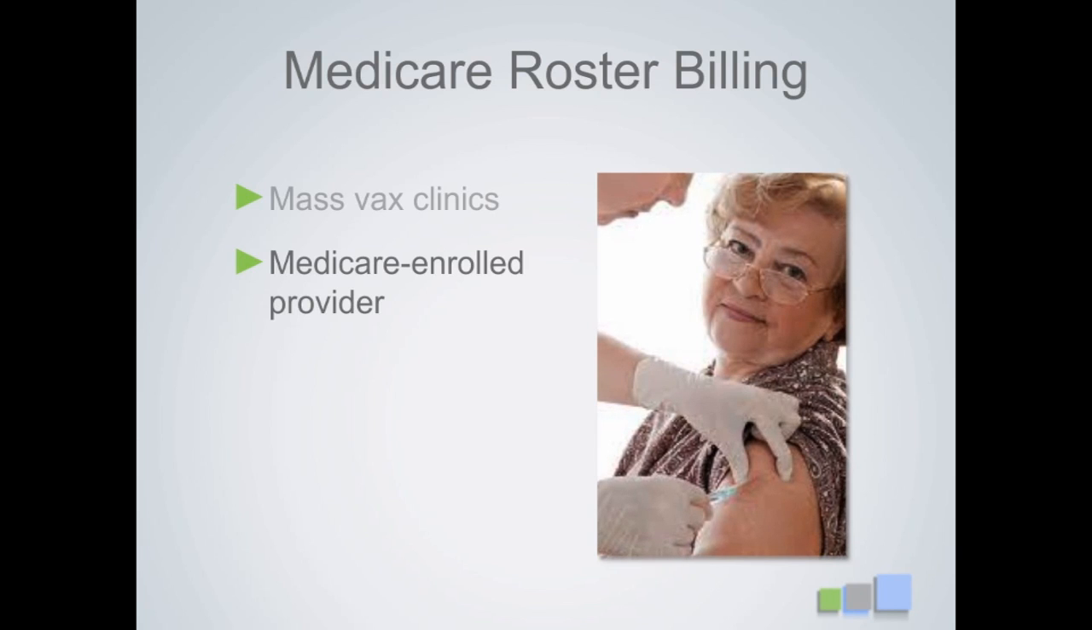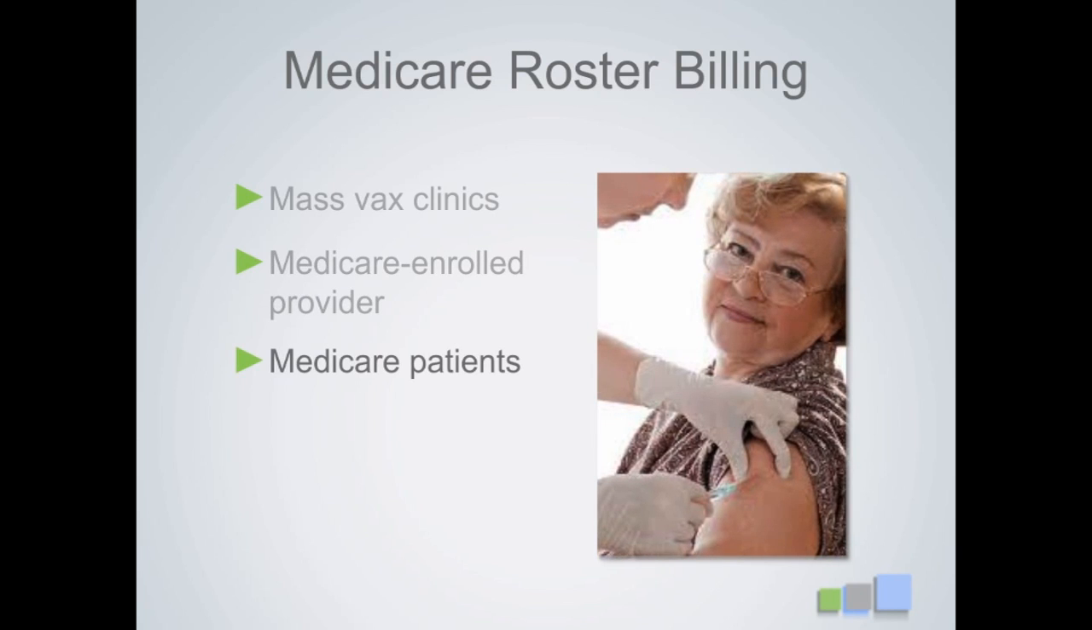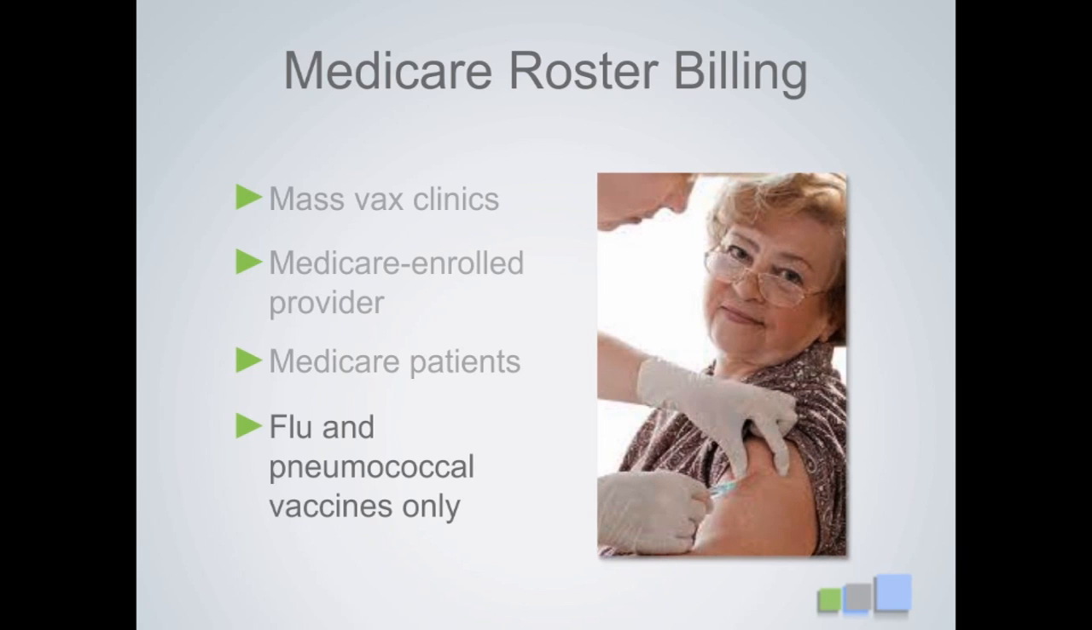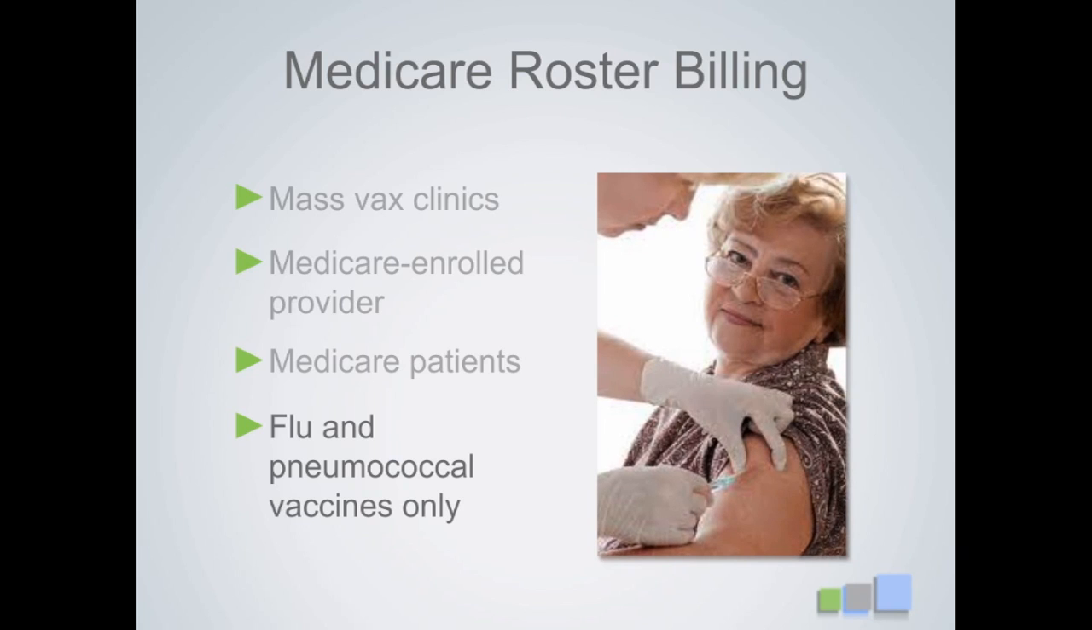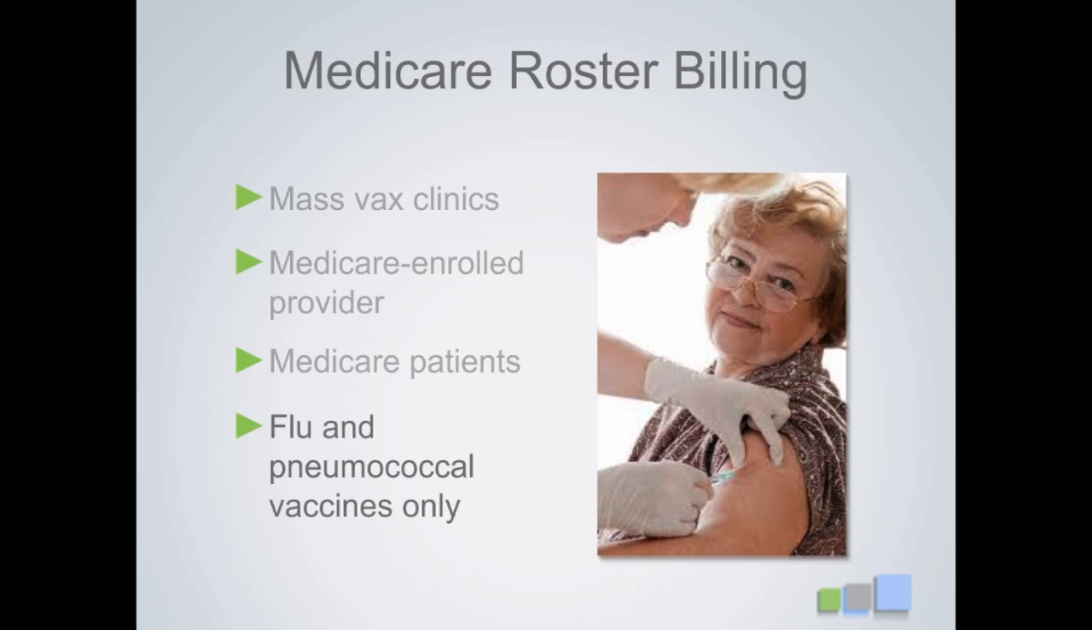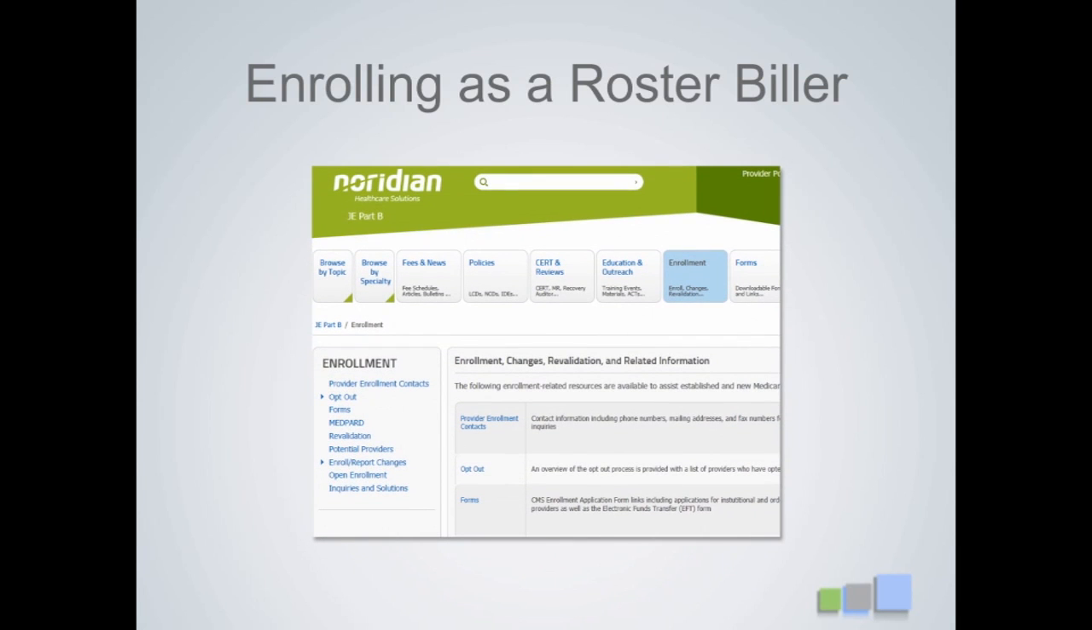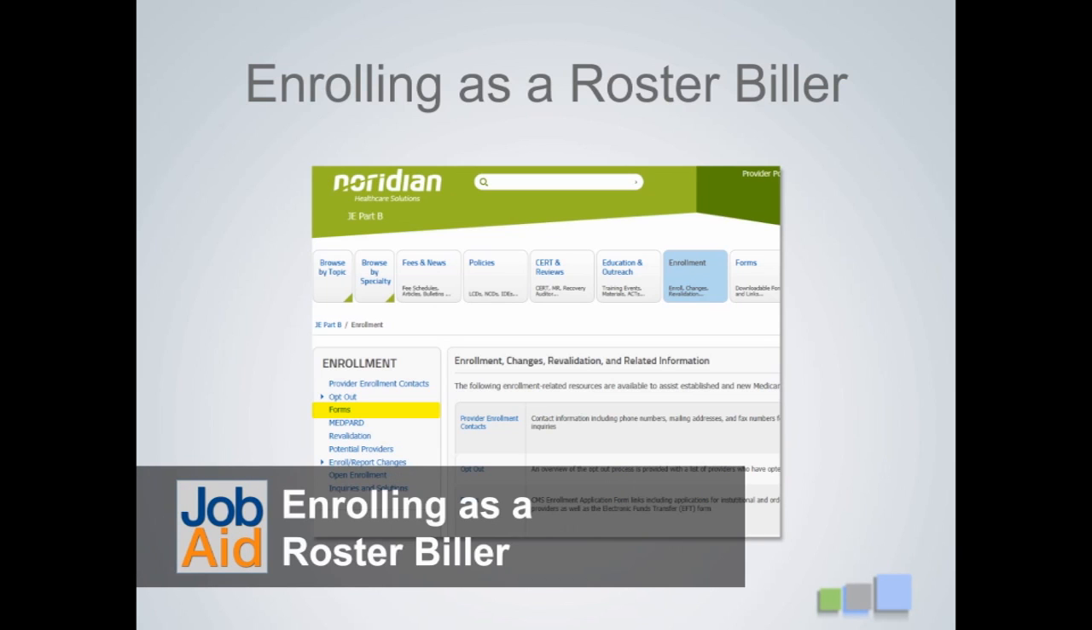What are the criteria? All patients must be enrolled in Medicare. Only influenza and pneumococcal vaccinations are covered by roster billing. And to conform to Medicare rules, roster billing will not cover any other services provided concurrently at your mass vaccination clinic. Roster billing information can be found on the Noridian Medicare website, beginning with a link for forms. Since the enrollment process is lengthy, we won't walk through all the steps now. When you're ready, you can use the downloadable job aid Enrolling as a Roster Biller to help get you started.